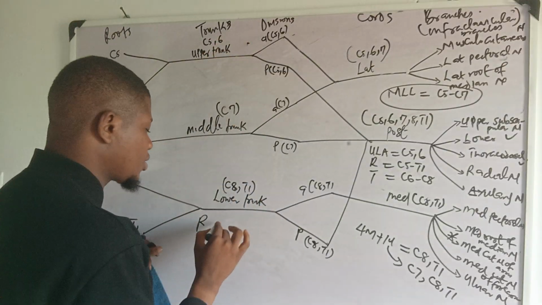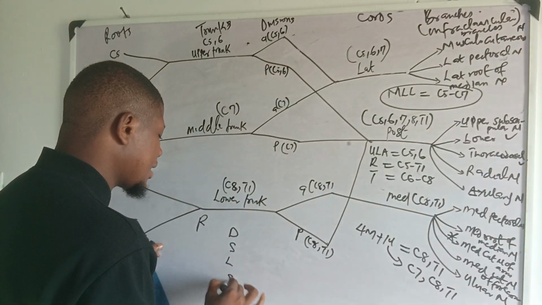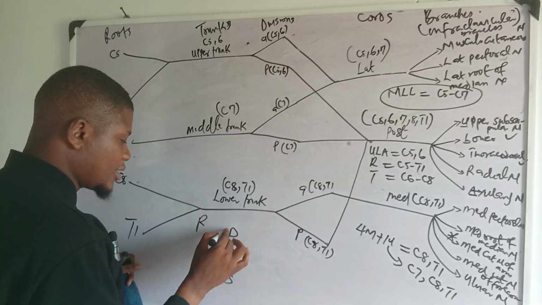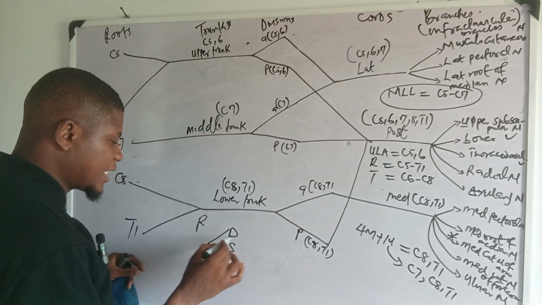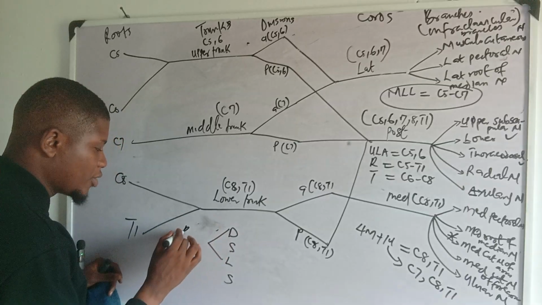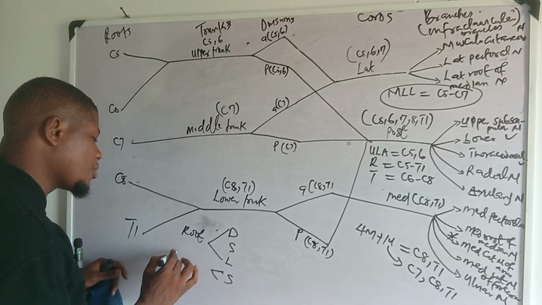Remember, I said the only part of the components of the brachial plexus that didn't give any branches is what? Derivation is an exam question. So I'll say DSLS. These three are coming from the roots, while this one is coming from the trunk.